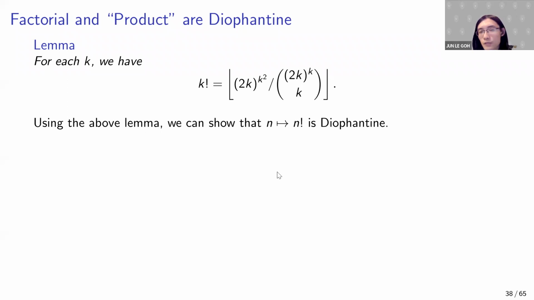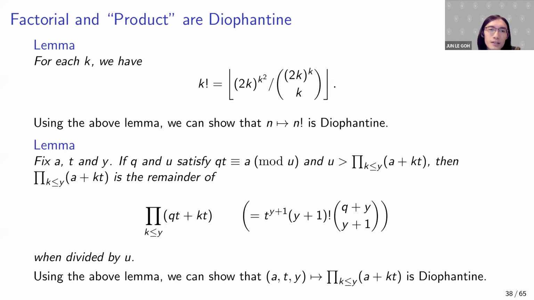So this gets us the factorial function being Diophantine. And then using that, we can now go back to that weird product thing. So this is the main lemma that allows us to define the product. I want to wave my hands about it.